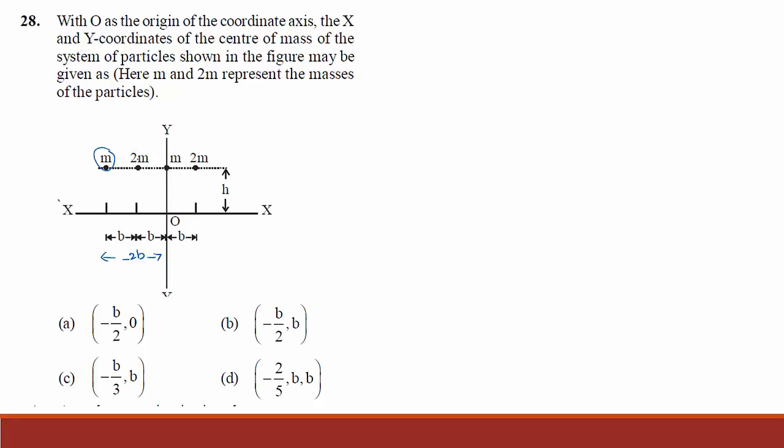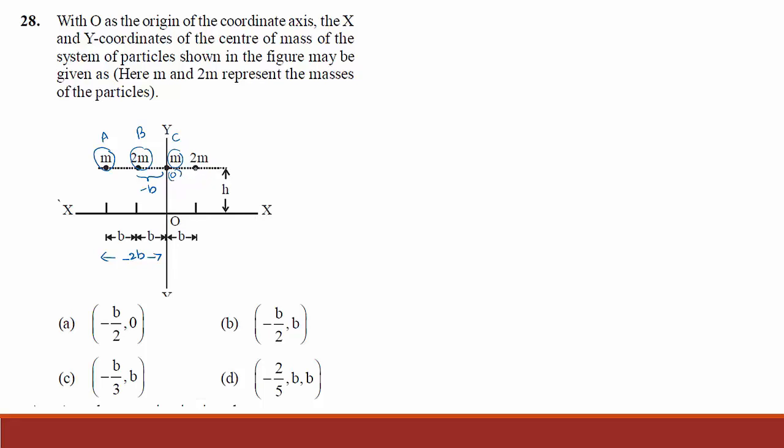Then come to the second particle. Second particle, let us take it as B, having mass 2m, and it is having distance b from the origin of the coordinate system, which is along negative x-axis, so we can take it as minus b. Minus b, minus 2b, these are position vectors of given particles. Come to the third particle, it is having mass m and the distance is 0 because this particle is exactly at the origin. So we can take here it is having 0 position vector.